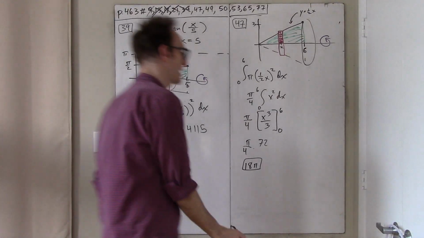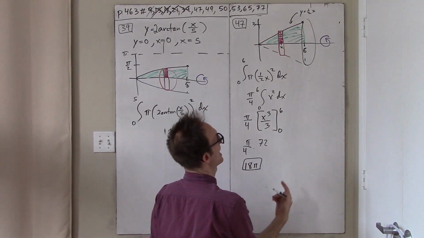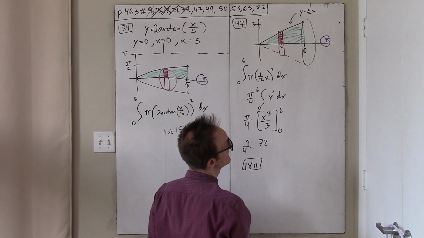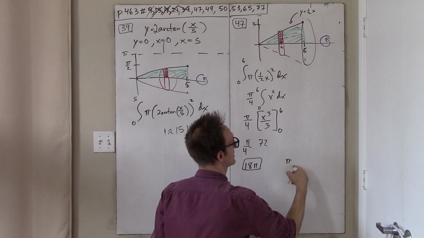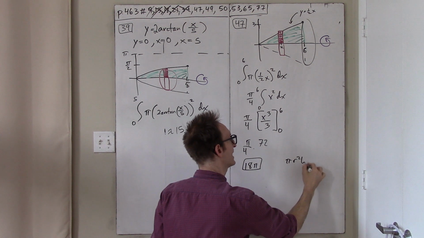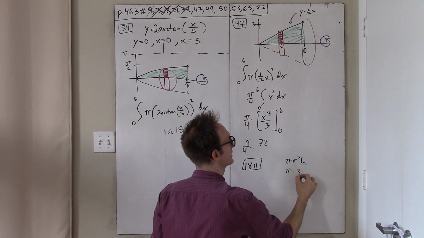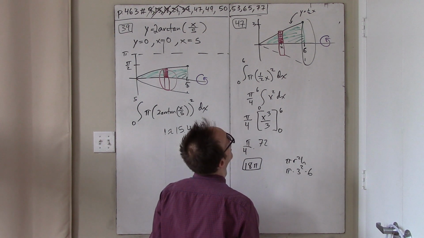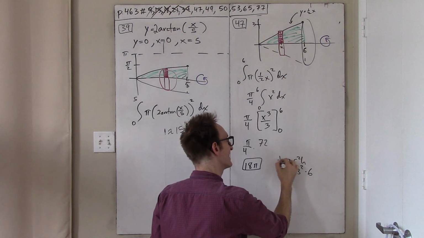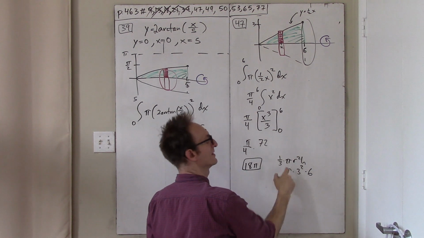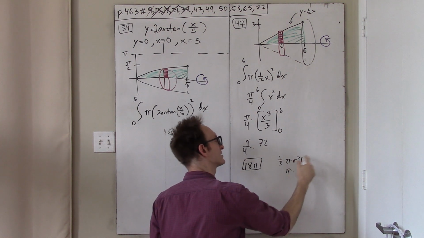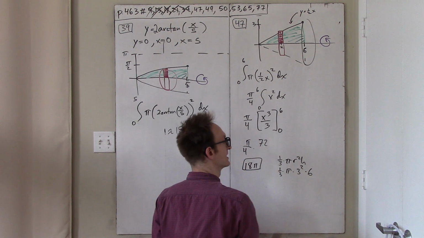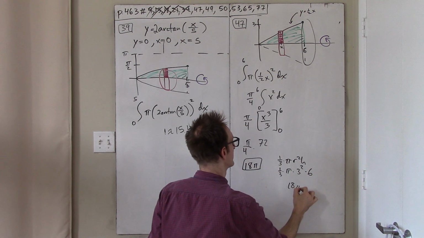And note that checks out with what happens when you're in middle school or whatever, and you say that the volume is the area of the base, pi r squared, times h, so that would be pi 3 squared times 6. Sorry, the volume of a cone is 1/3 pi r squared h. So 1/3 pi times 9 times 6 is indeed 18 pi.